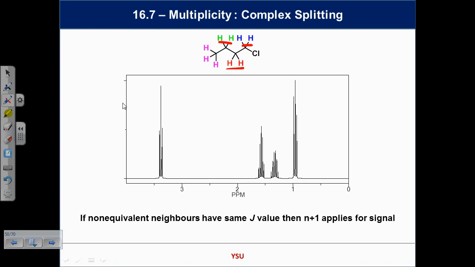So if you've got 4 neighbors, you'll see a quintet. If you've got 6 neighbors, you'll see a septet. The N+1 rule does work for that type of situation.